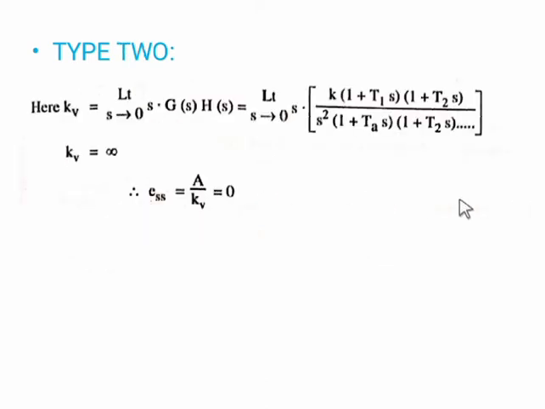Now type 2 system. For type 2 systems, GsHs is defined as K(1+T1s)(1+T2s) divided by s square (1+Ta s)(1+Tb s). So one s will cancel out, and one s remains in the denominator. If we put the value of s equal to 0 in the denominator, K by 0 is infinity. So Kv equal to infinity. If we put the value of Kv in A by Kv, then A by infinity equal to 0.